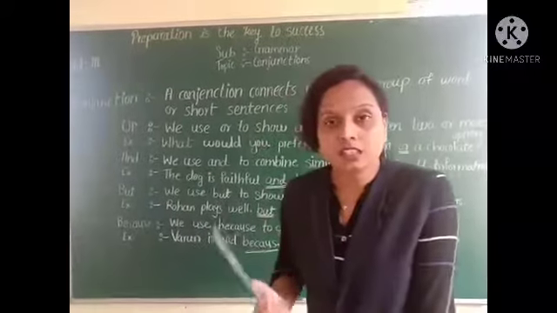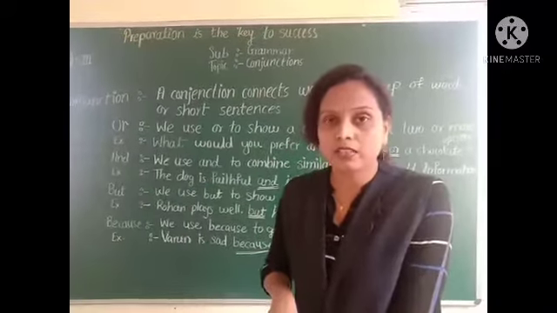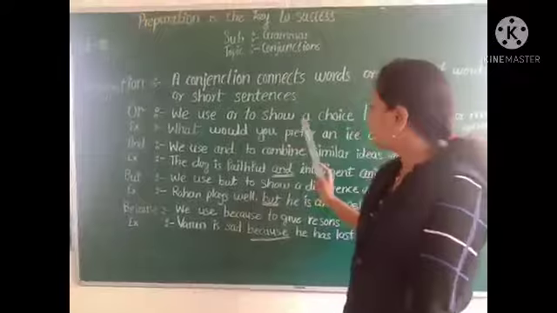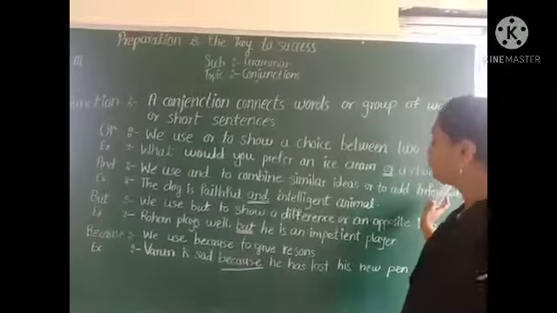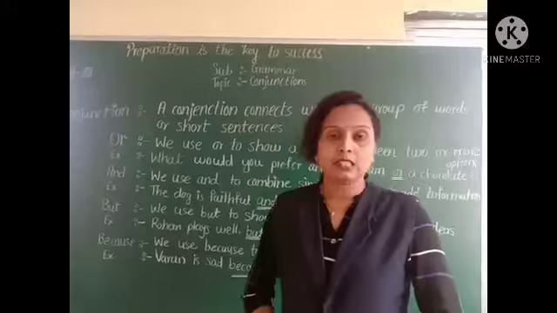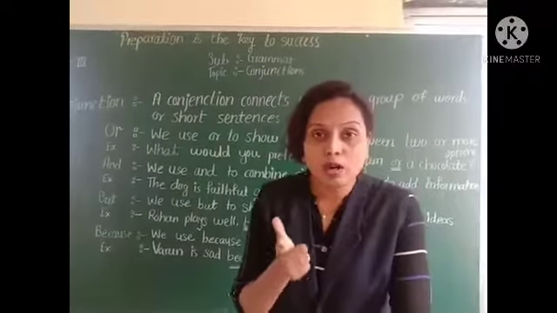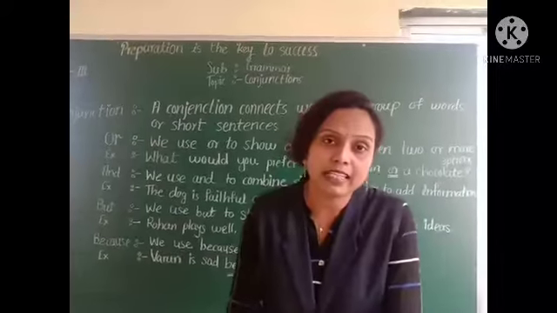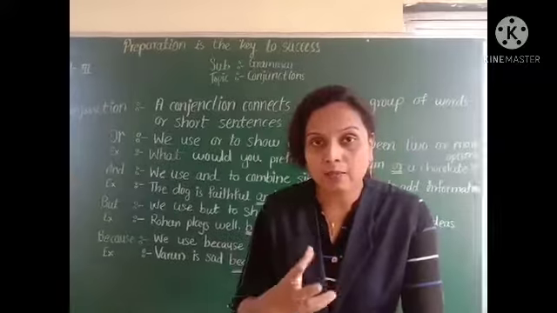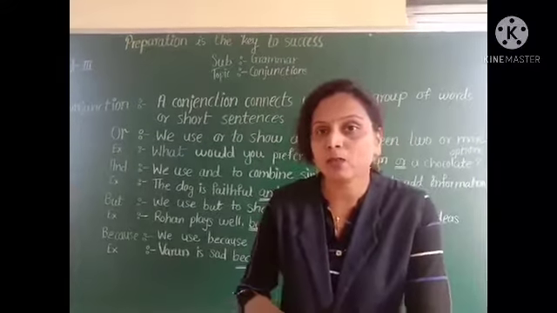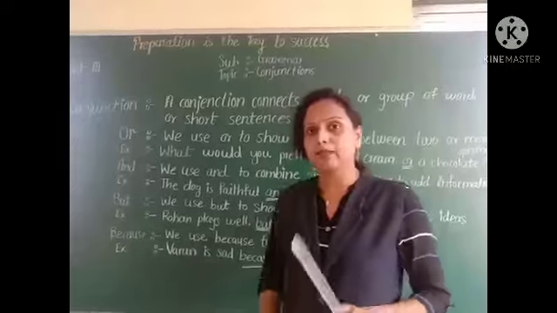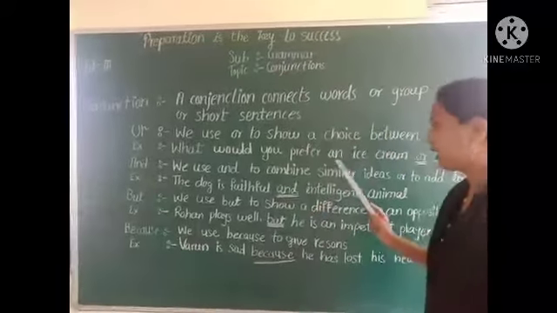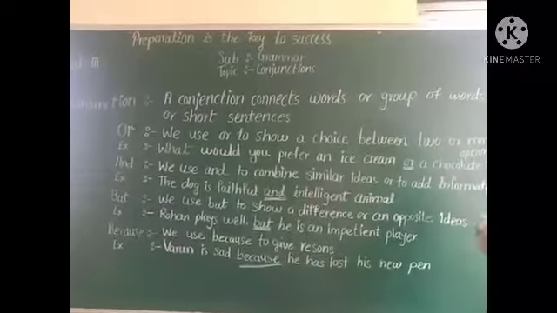See, first, or. Or is a conjunction. When can we use it? We use or to show a choice between two or more options. Suppose we have two options, and from those options we are going to choose any one. At that time, when giving options, we use or. See the example for understanding. What would you prefer, an ice cream or a chocolate?